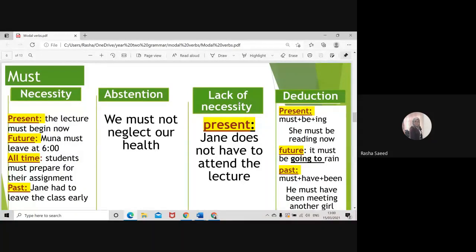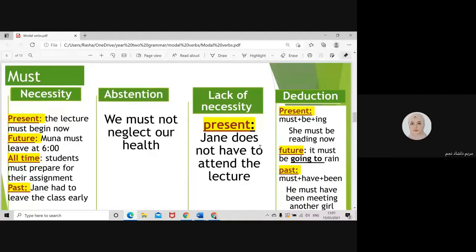Let's move on to lack of necessity. You don't need to do something. In this case, does plus not plus have to. You can see it in the book. Past necessity is on page 239. Past necessity, you express it using have to, because we don't have the past form of must. That's why we use have to. And like we said, have to, its past will become had to. Okay? We'll give more examples shortly.